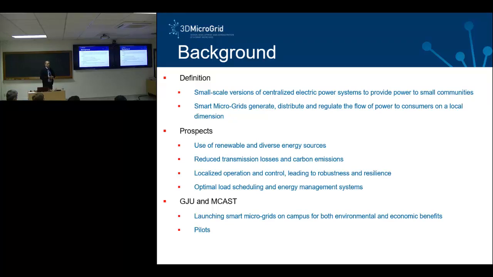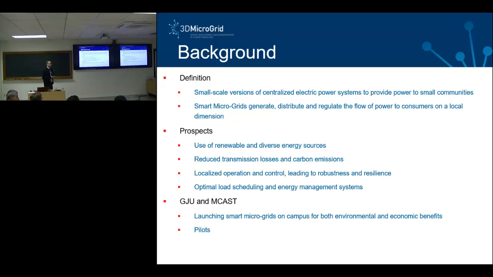So as you can see, the broader definition of this project is about a small-scale version of a centralized electric power system, and the idea is to provide small communities with types of grid systems that you can manage at the local sites. And we're trying to build smartness, autonomy, and intelligence into the operation and management of microgrid systems so that we can generate, distribute, and regulate the flow of power to consumers in the local dimension. Local dimension means in the same site.